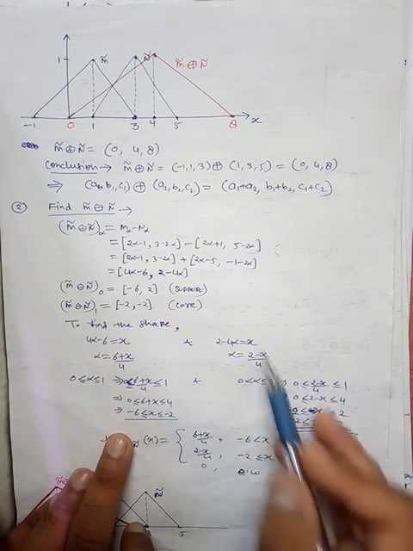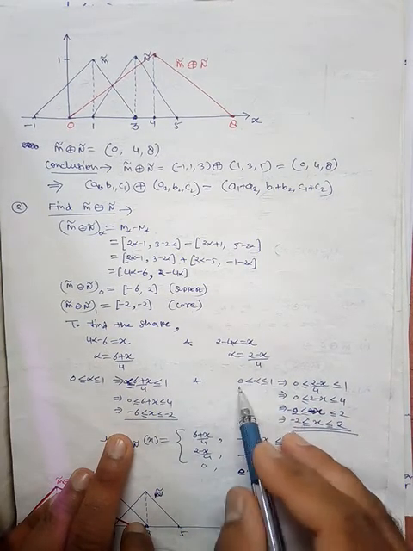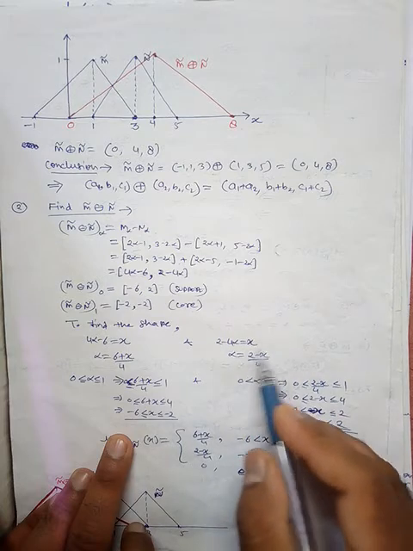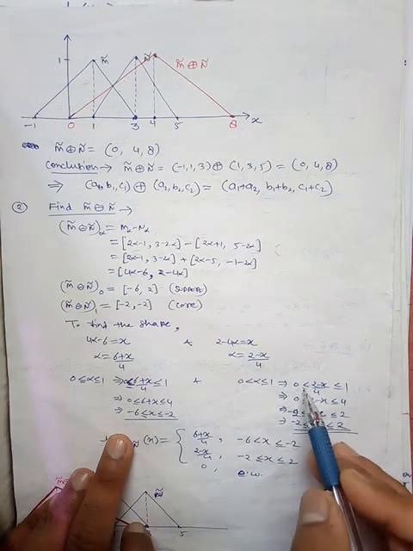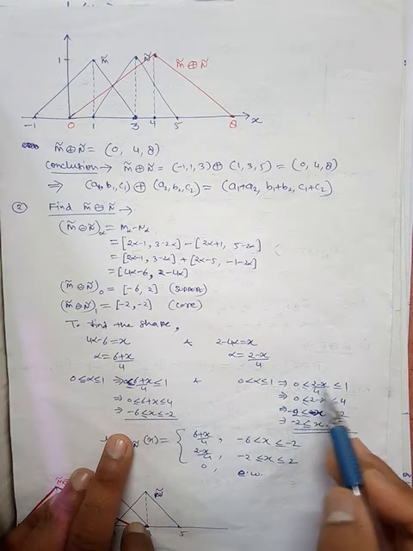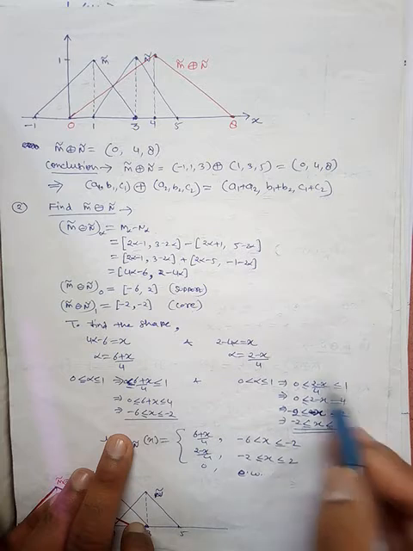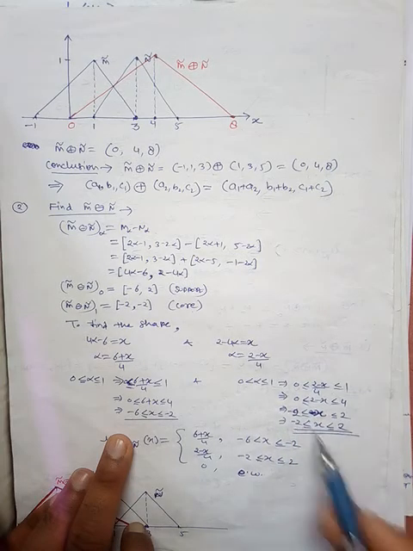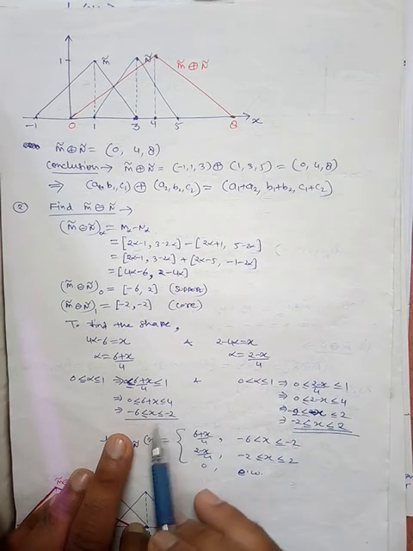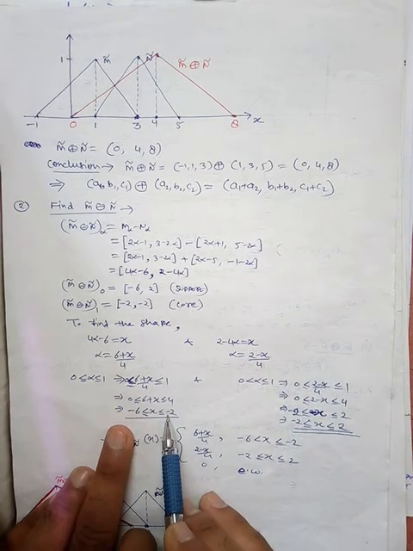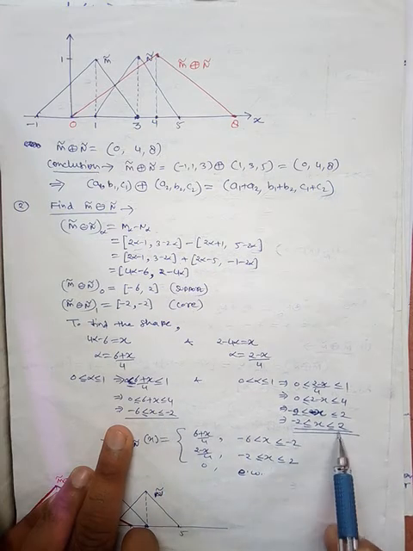Similarly, for the second part, we know that alpha is in between 0 and 1. What is alpha? Alpha is 2 minus x by 4. So alpha is in between 0, and 2 minus x by 4 is less than or equal to 1. From here find out x. x will be minus 2 to 2. So now in increasing order, minus 6 to minus 2, and from here minus 2 to 2.